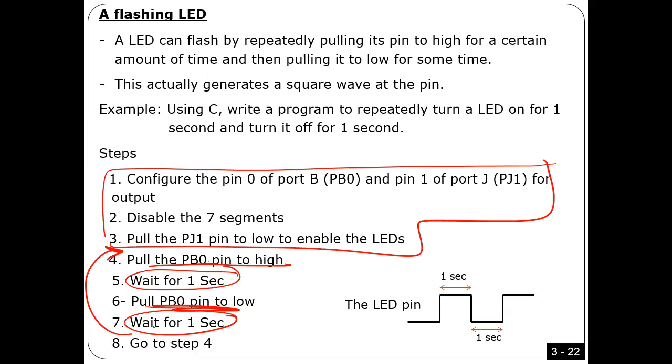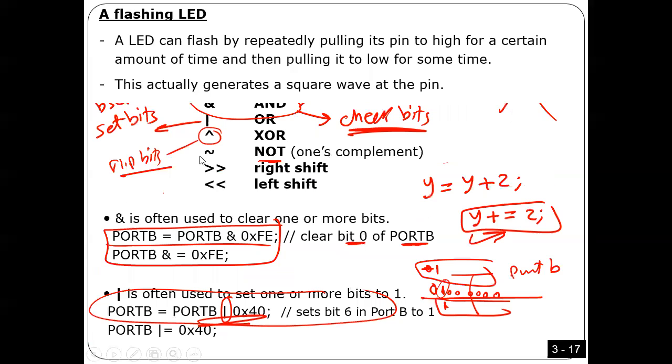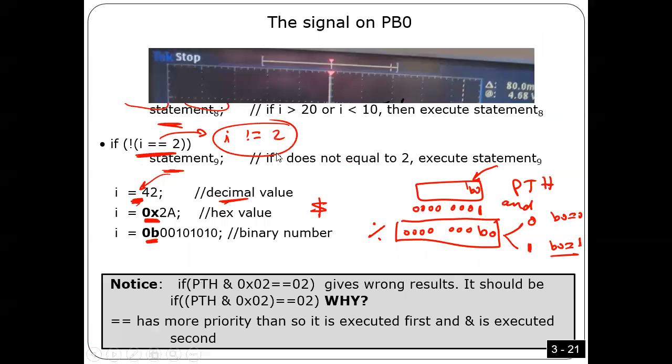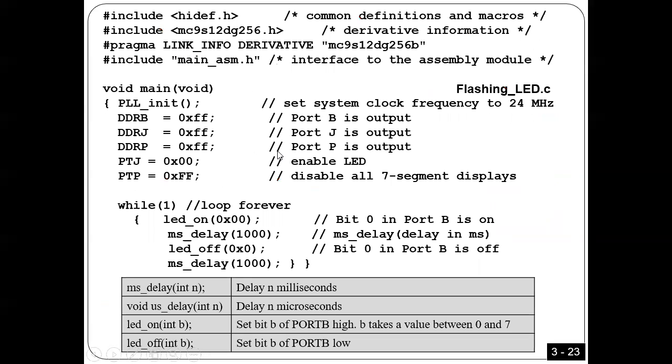Okay, so I need to do configuration. So how can we do configuration? Believe me, I'm going to do exactly the same thing as I did before, but I'm going to use the format of C language instead of the assembly instructions here, okay? So as you see here, this is direction register B. I'm going to configure direction register B as output. I'm going to configure register G as output. I'm going to configure register B as output, as you see here. And then I'm going to put 0 in J to enable LED. I'm going to put FF in P to disable LEDs.